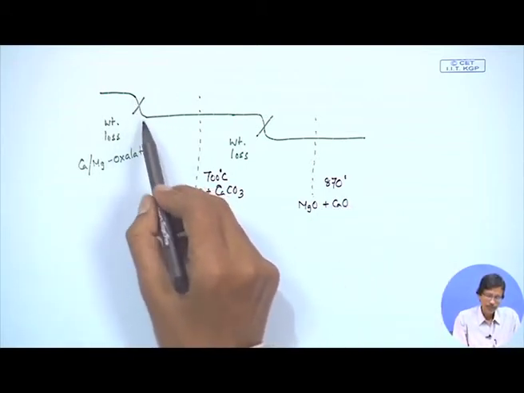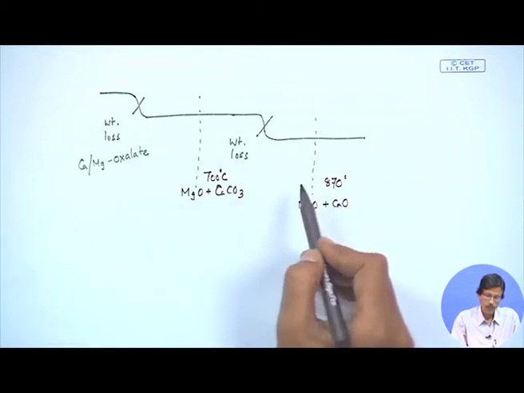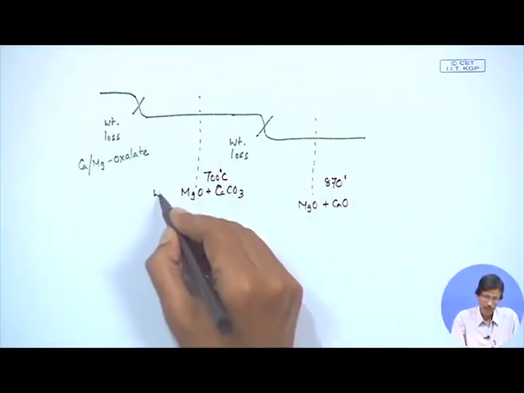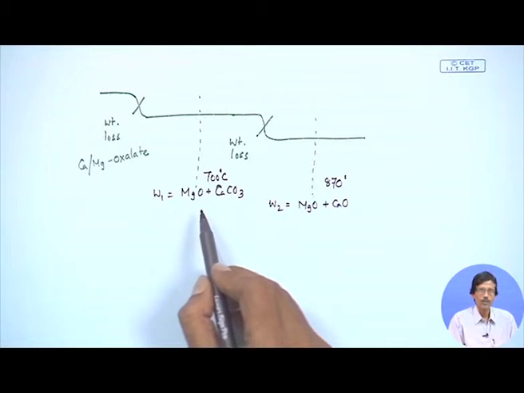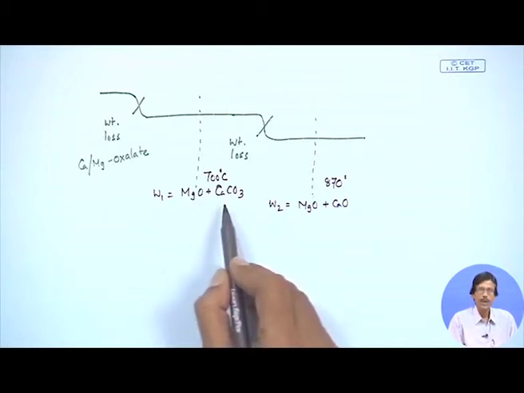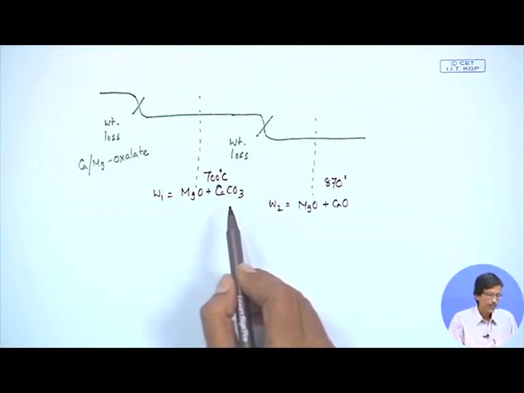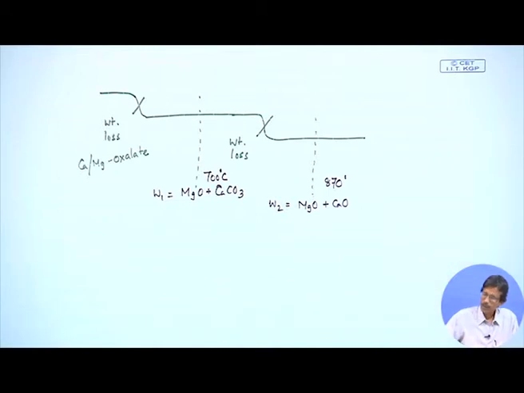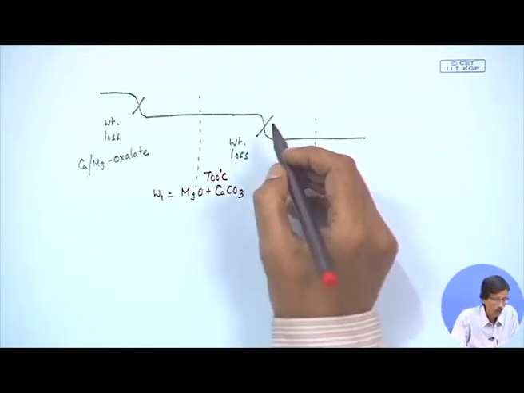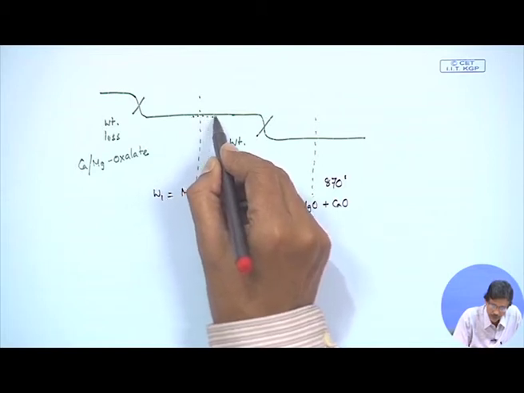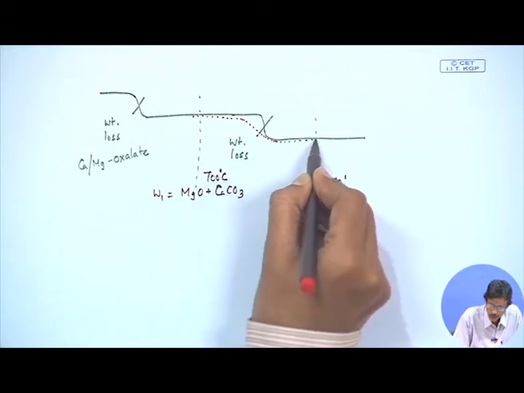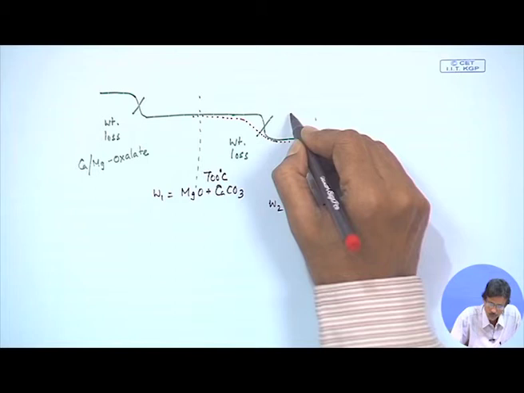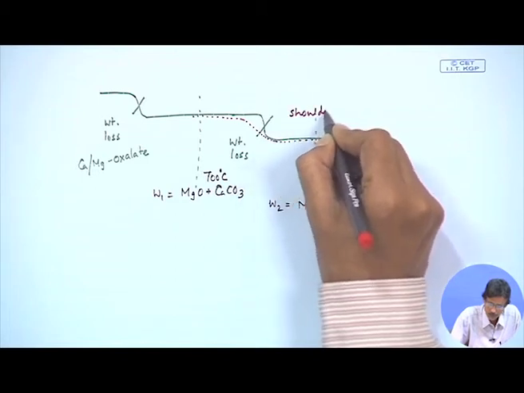So, to get this very useful inflection point, because of the weights, if this is W1 and if this is W2, we can find out the individual contribution of the magnesium present in it or calcium present in it. But one more important thing is that this particular weight loss at this point can sometimes be a continuous one with some shoulder. So, we have only the shoulder.